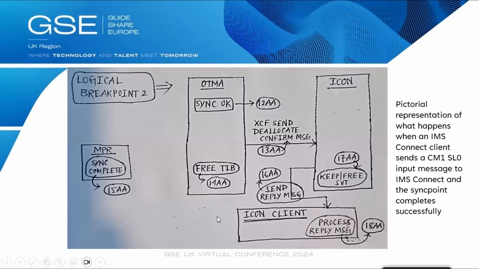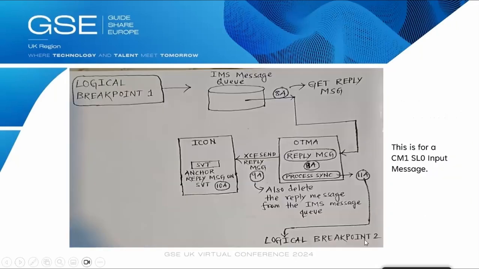So this completes the case of what happens when an IMS Connect client sends a CM1 SL0 input message to IMS Connect and the sync point completes successfully. So we just looked at the case of a CM1 SL0 input message and the sync point completing successfully, right? Now remember, from logical breakpoint 2, we had 2 branches, right?